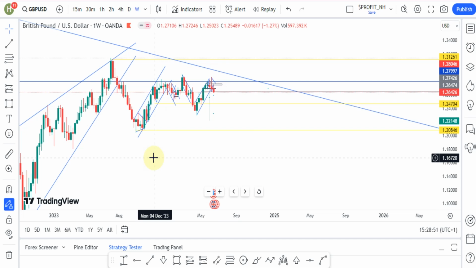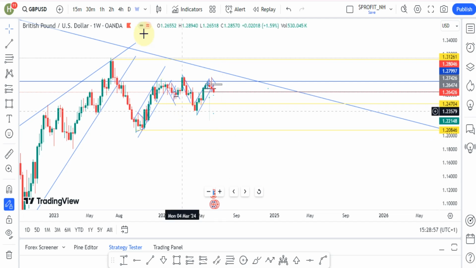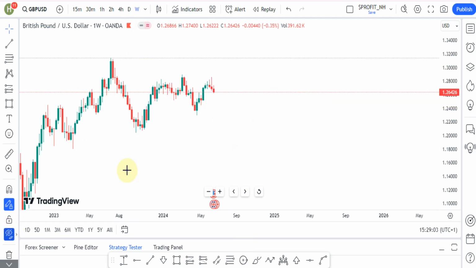So whatever you should be doing in the forex market right now is just looking for sell entries in the GBPUSD and try to capitalize on it. So that's from the weekly time frame, because again from this weekly time frame I just want to delete some of these.